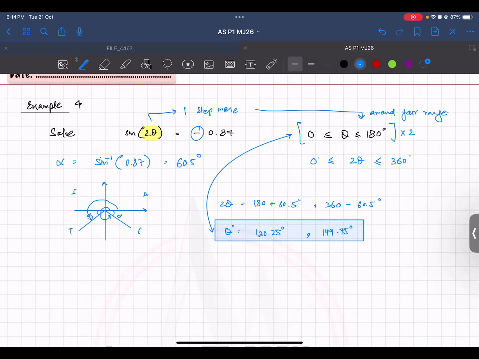And the last step is to find the actual variable theta. So you move the 2 to the other side and divide both of the solutions. So this is your final answer. Any questions?